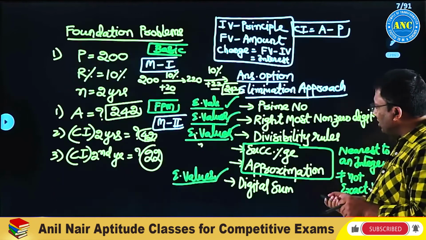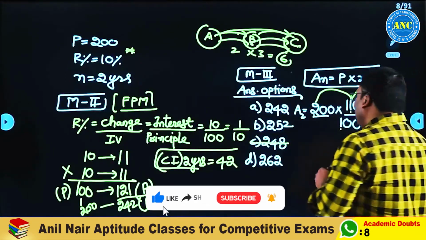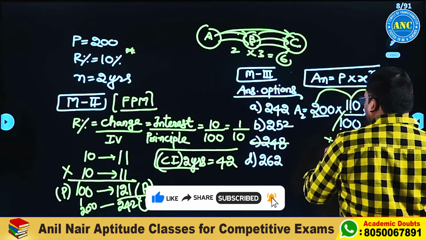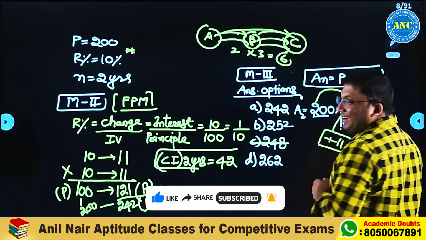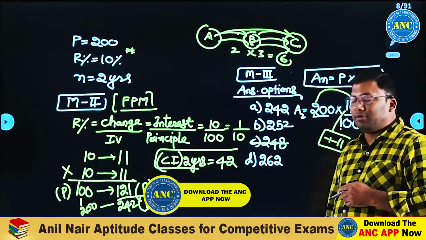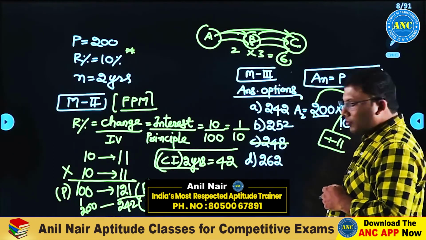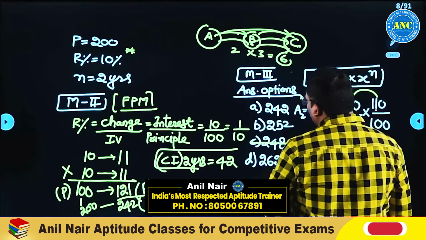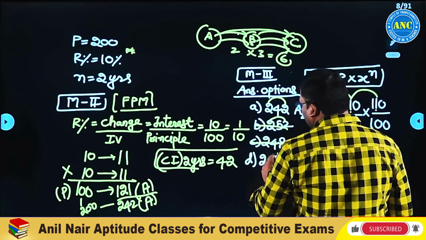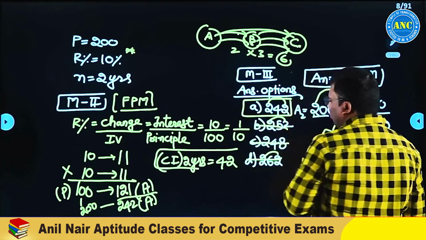So what is the concept? Rightmost non-zero digit. Next concept. 110 contains a prime number 11. Answer should be divisible by 11. Divisibility rule of 11: sum of odd places minus sum of even places. Answer for this question is 242.